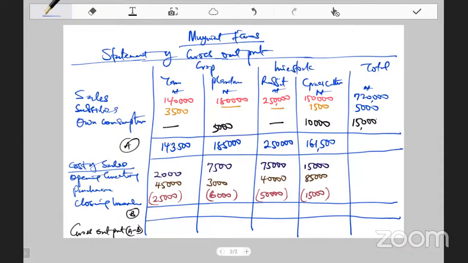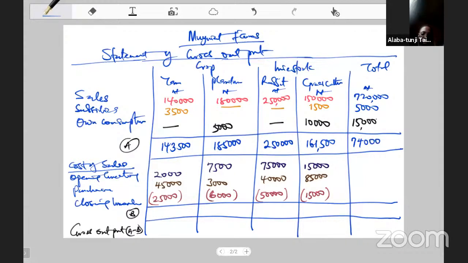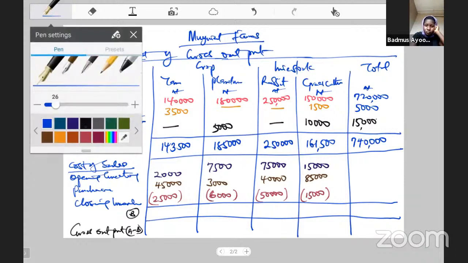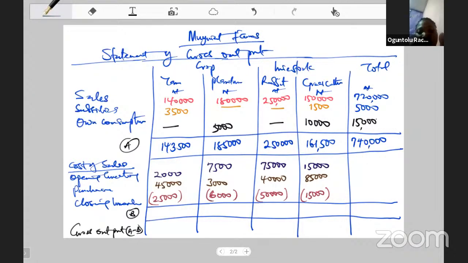740,000. Okay, let's get the total for opening inventory. 99,500. Is that correct? Yes, sir. Okay, next. What's the amount for purchases?